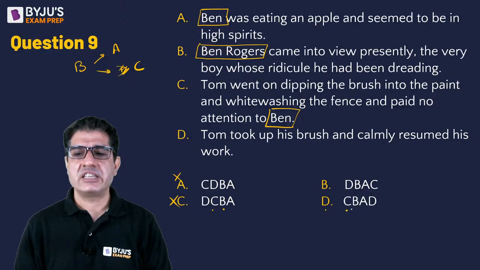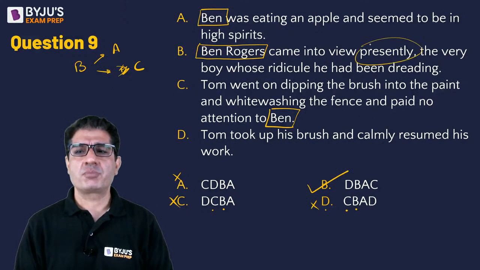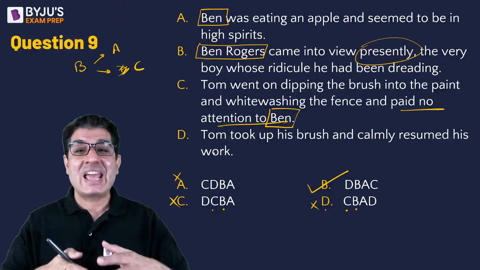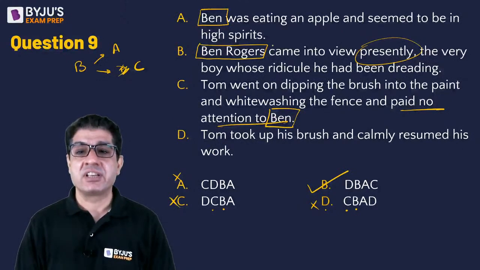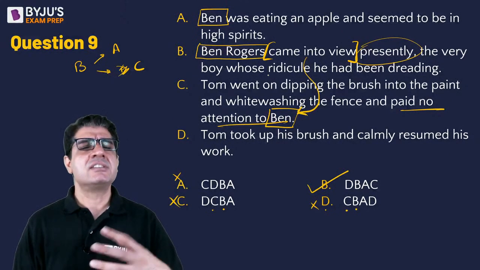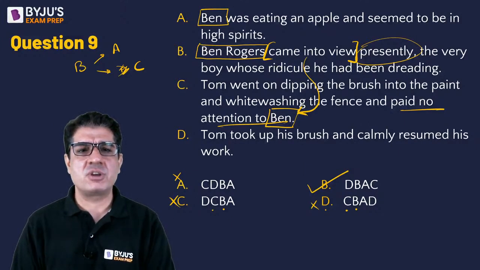Look at D. C before B, let's rule it out. So you'd be left with B. Another thing is presently, yet another clue is paid no attention to Ben. Ben has to enter first. You notice? Ben has to come into view first. It's only then that you'd say some other person paid no attention to him. Yet another reason for C to come after B.